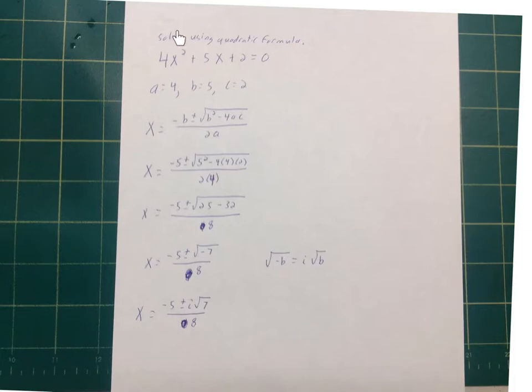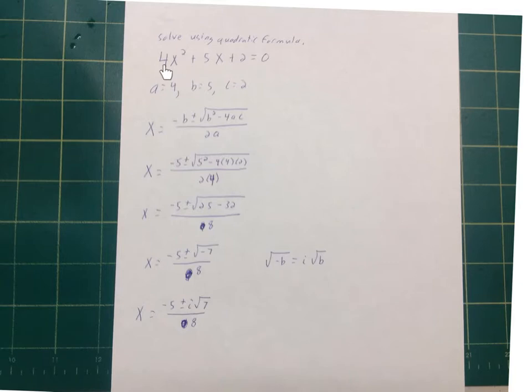The question asked to solve a quadratic equation using the quadratic formula. Well, first thing you want to do is identify A, B, and C, and to do that correctly you need 0 on one side of the equation and everything else on the other. And it was given in this format, so that's good.